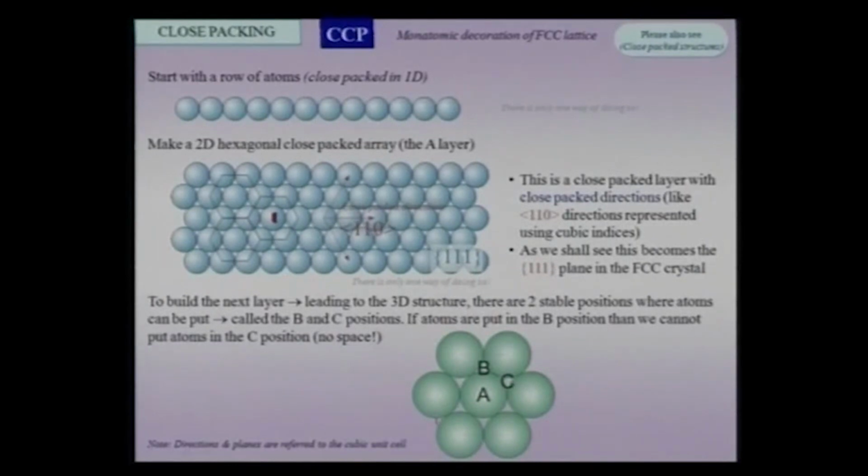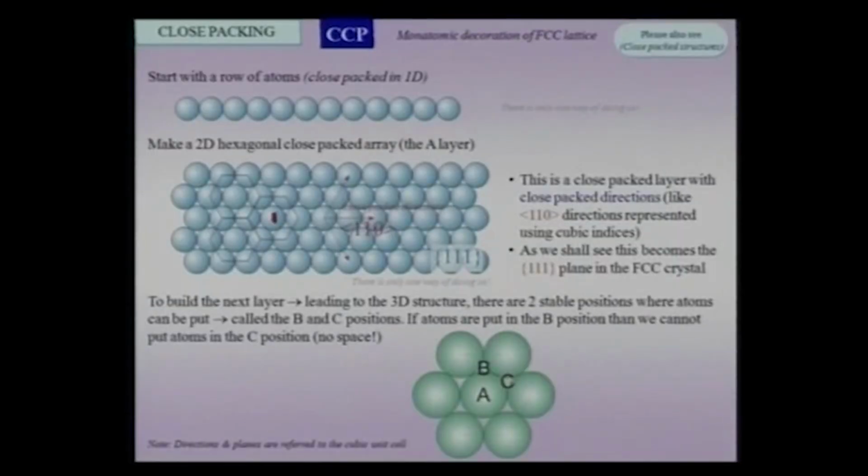Now, once atoms are present in the A position, there are 2 other stable positions where I can put atoms to make the second layer. For instance, this would be the B position, and then this would be the C position. Now, suppose I start putting atoms in the B position, suppose I put a sphere here, then I will not have enough space to actually put a sphere of the same size in the C position. That means if I have chosen B in the second layer, then I can put one sphere here, one sphere here, and one sphere here, which will all be the B positions.